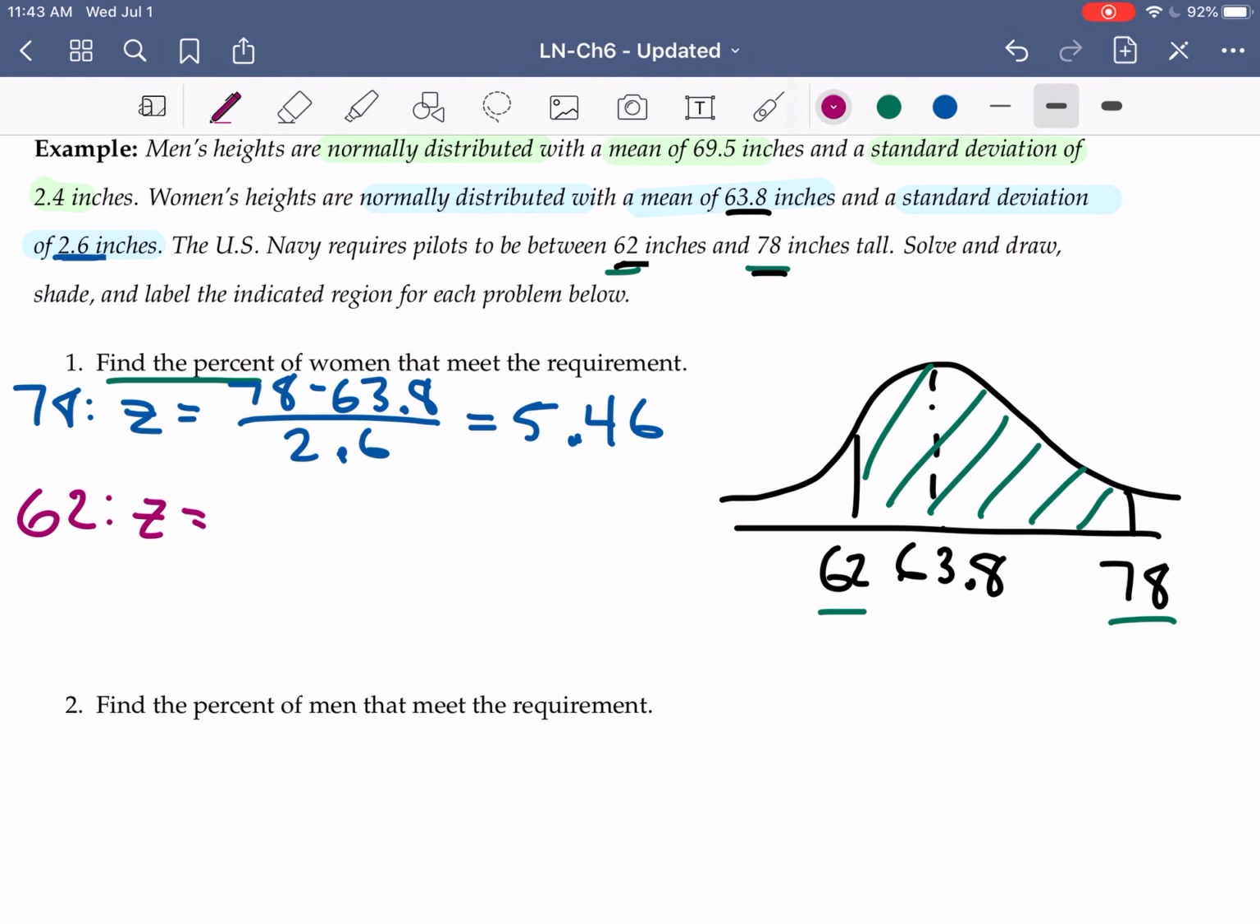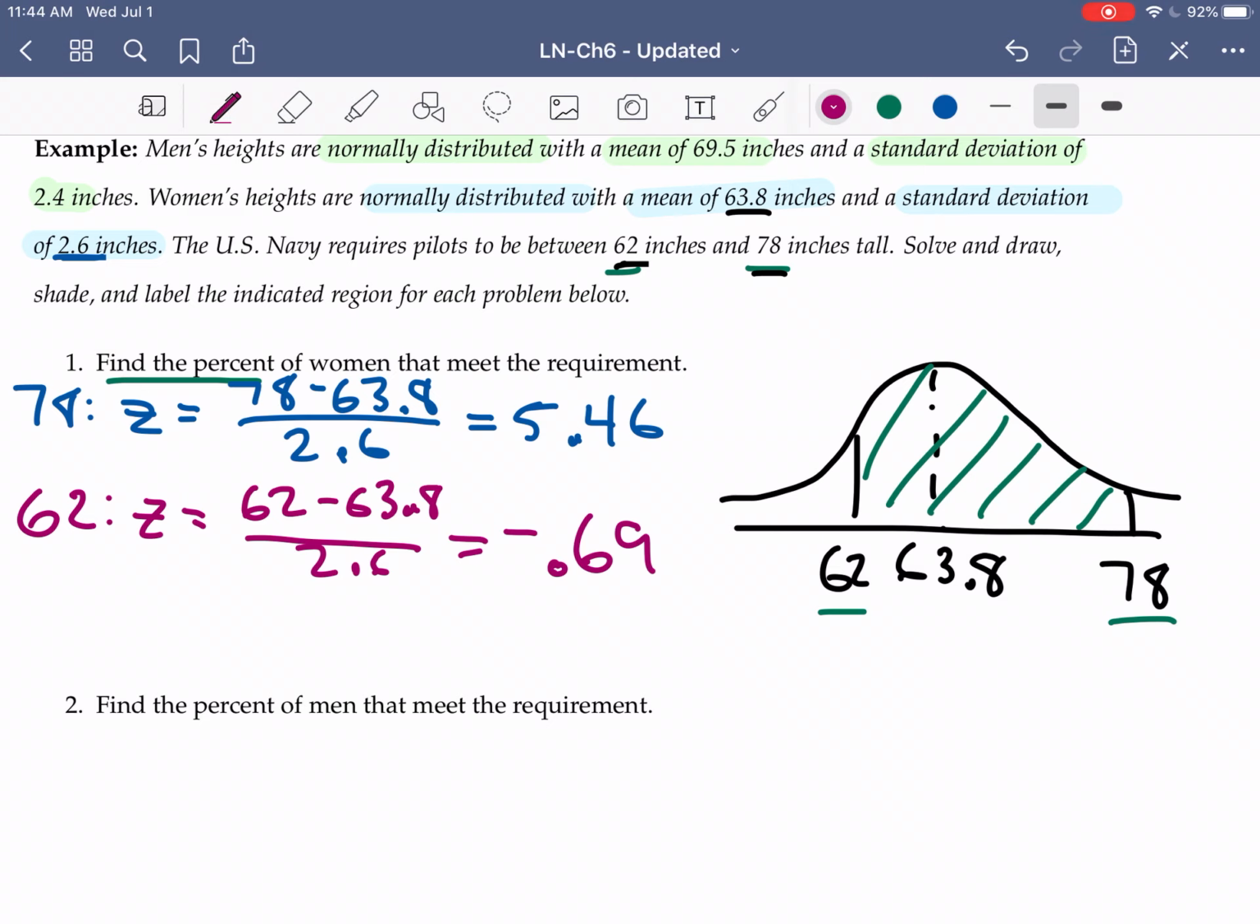And so here, if we convert 62 to a z-value, we'll take 62 minus 63.8 over 2.6. And if we do that, we get a z-value that's negative 0.69. So now what do we want to do with these?